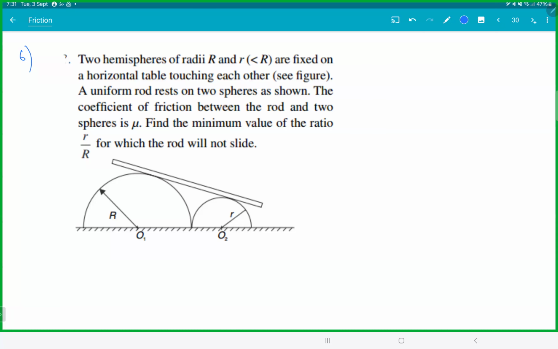So we have two spheres, R and small r, and there is a rod of mass and they're lying like this. Question is, find the ratio of R by r so that the rod will not slide. Meaning there is a possibility rod ऐसा हो जाएगा. Can slide na, like an incline.